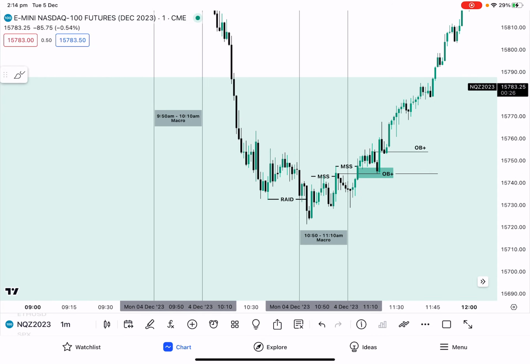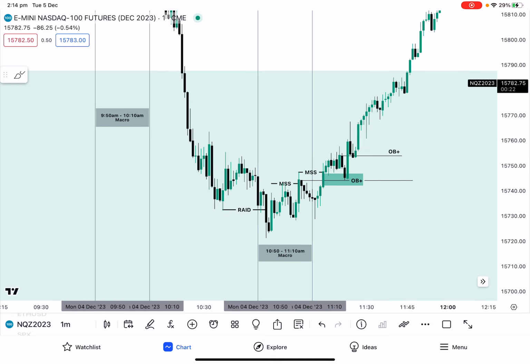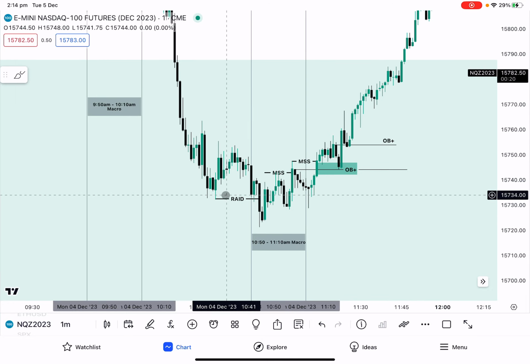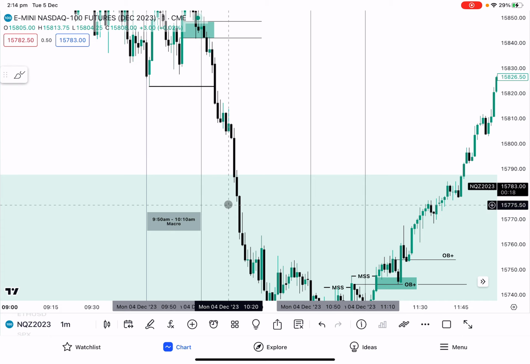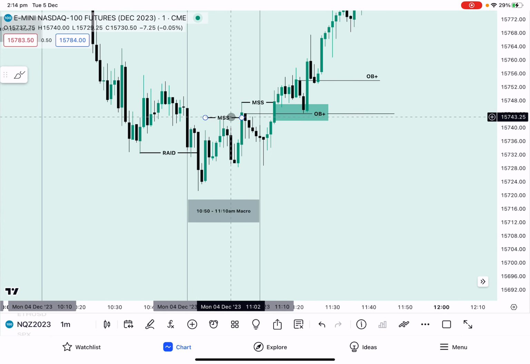And here's the beautiful thing about it, right? That's the 15-minute imbalance, right? This is the next macro. We get a raid of this liquidity here. We've already raided tons and tons of sell-side liquidity. We've got a market structure shift above this swing high. We've got another market structure shift.